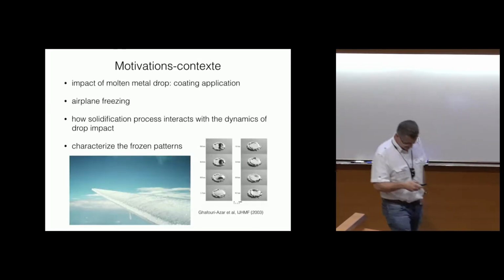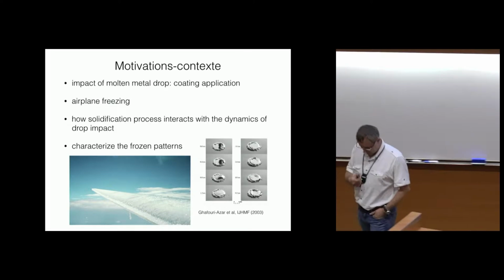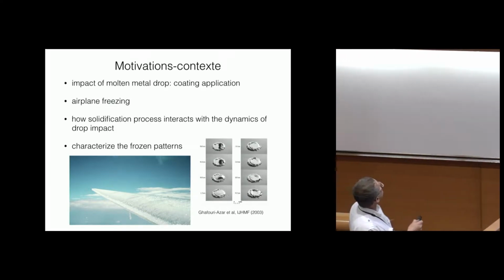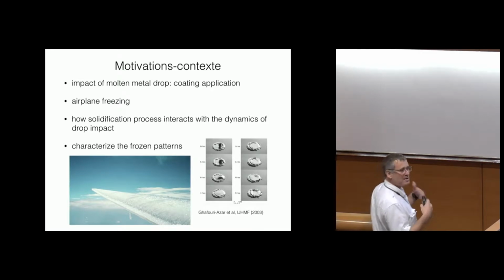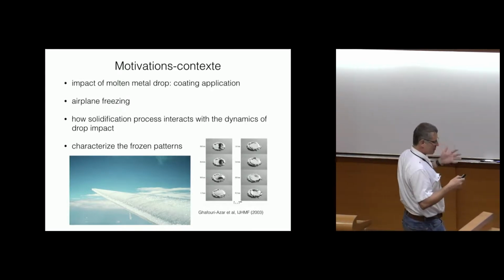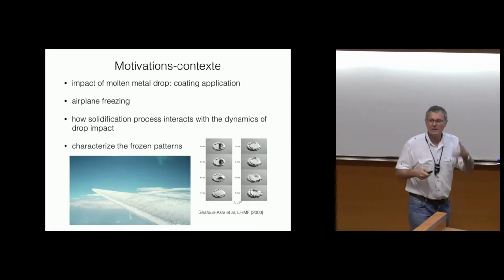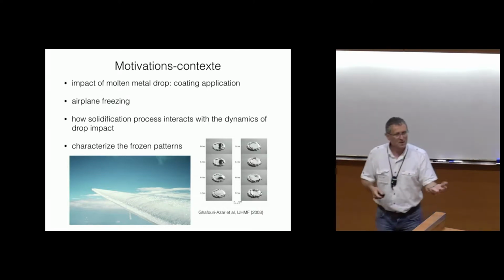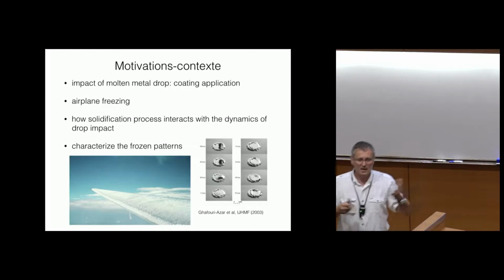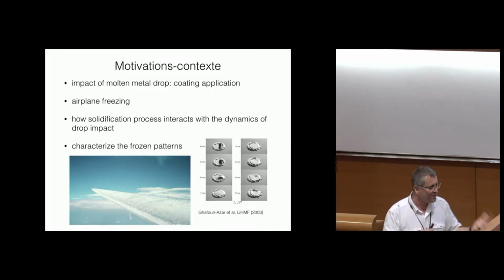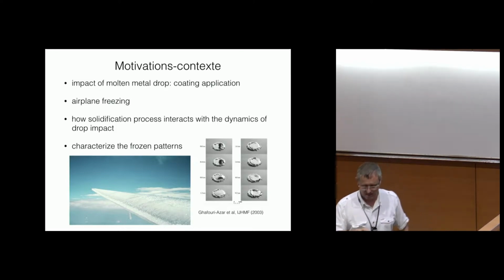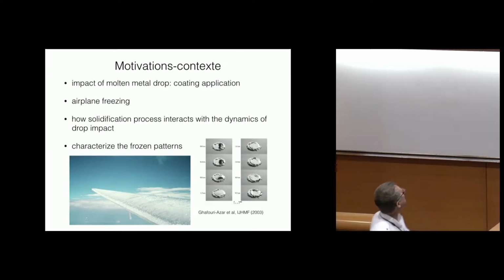So let's say what are the motivation or the context of this work. Our original question was quite general. What makes a drop, if it impacts on a very cold substrate, so that it can freeze? Our original motivation was, can we have a coupled dynamics where the freezing can be as fast as the dynamics, or do we have a coupled dynamics that can change a little bit the impact phenomena?